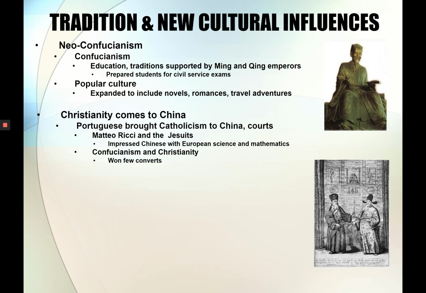So only about 200,000 or so people actually converted to Christianity. And it seems like a large number, except for at this time, China's population stood at between 200 and 300 million. So when you look at the overall percentage of people that actually converted to Christianity, it was only a very small number.